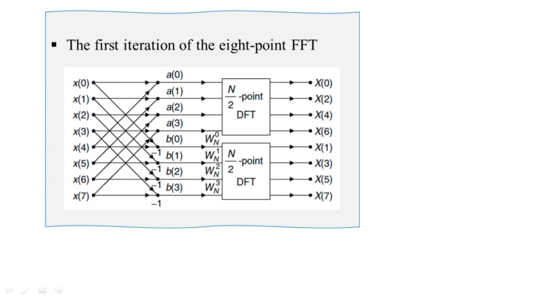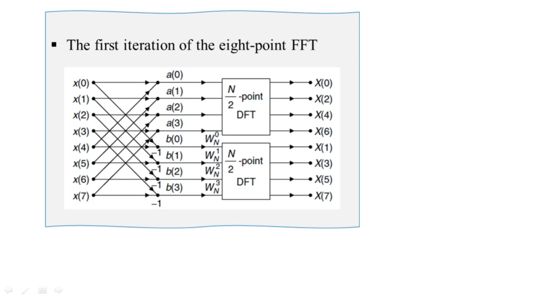Whereas into the first iteration we come to know small a of 0, a of 1, a of 2, a of 3. Next to that we have the b, small b of 0, b of 1, b of 2, b of 3 here. Now the multiplications by positive 1, negative ones are represented here, and the b's are further operated with the help of the twiddles.